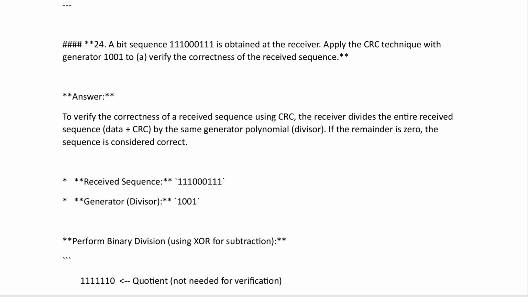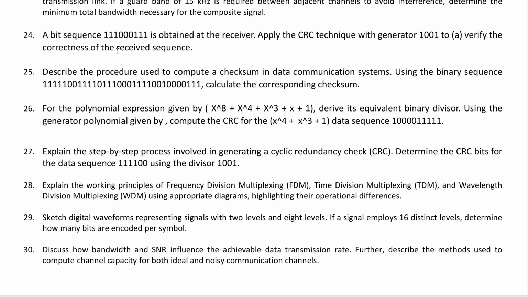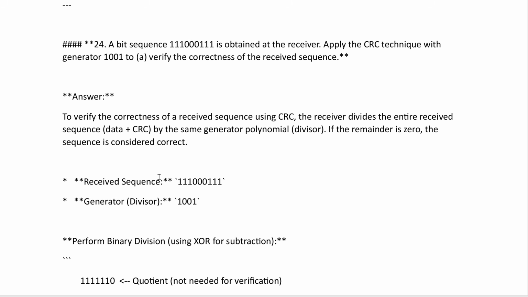Now the next question, question number 24. It says that a bit sequence 111000011 is obtained at the receiver. Apply the CRC, that is cyclic redundancy check technique, with a generator 1001 to verify the correctness of the received sequence. To verify the correctness using CRC, the receiver divides the entire received sequence, that is data plus CRC, by the same generator polynomial, also known as the divisor. If the remainder is 0, the sequence is considered correct.